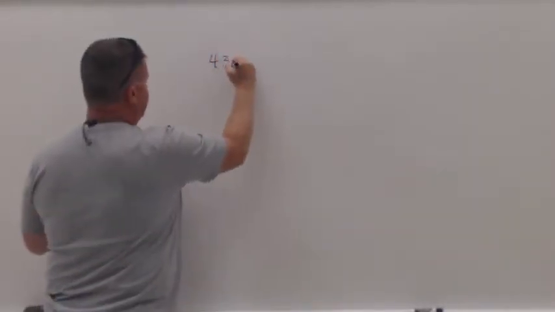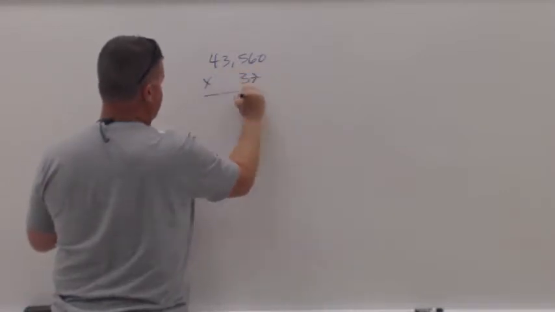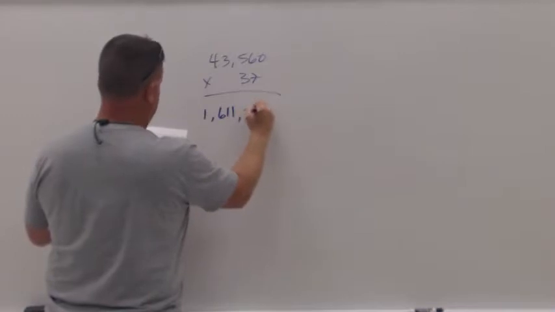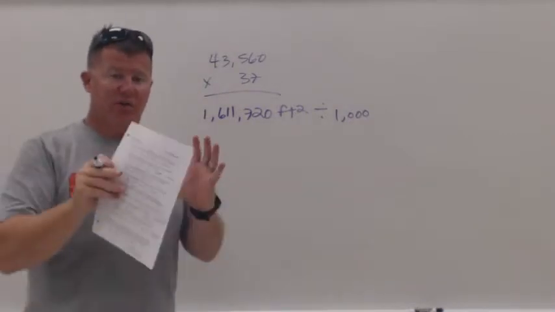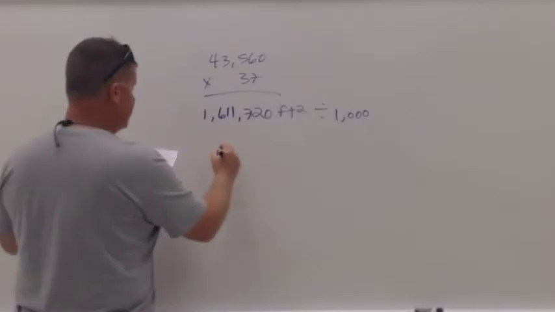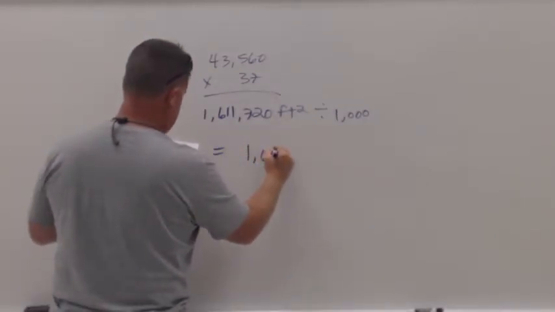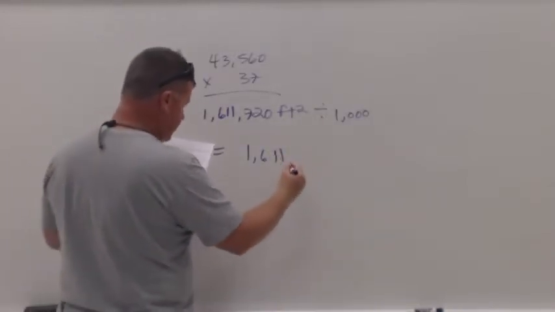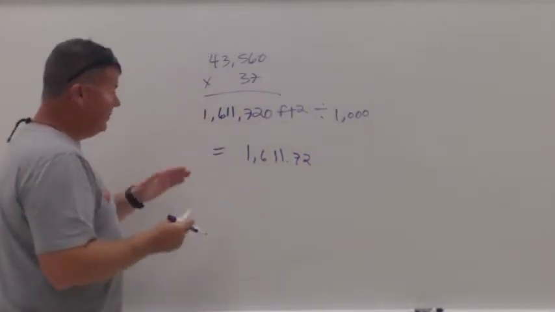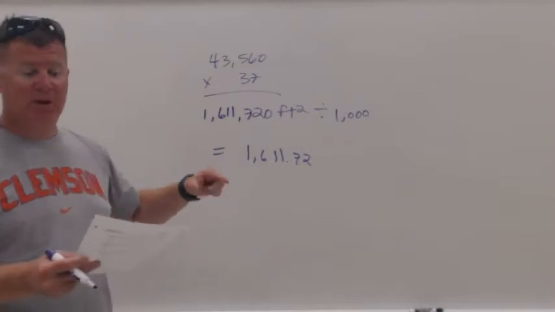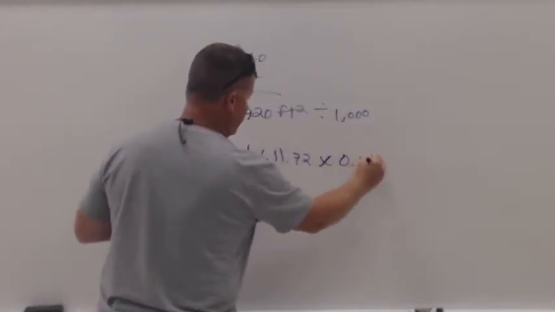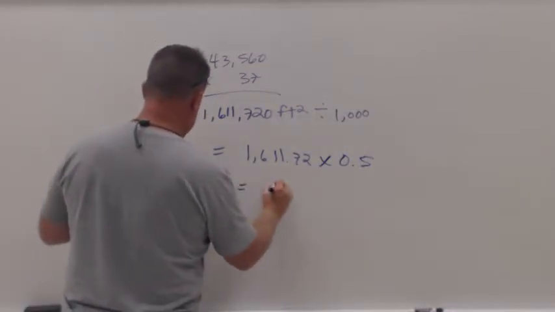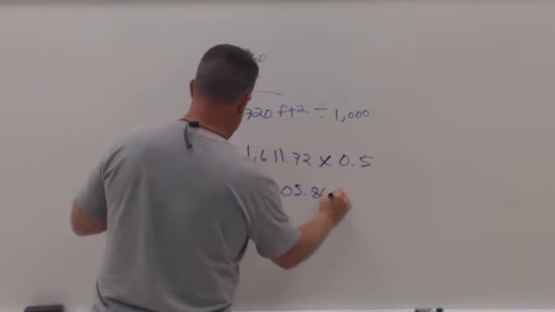Well, we know that 43,560 times the 37 acres is going to give us 1,611,720 square feet. It's a big piece of property. Well, again, I'm going to divide that by 1,000 because I like using 1,000 square foot blocks for my property. This is going to give us 1,611.72 square foot blocks. And we know that our sprayer is calibrated to deliver what? 0.5 per 1,000 square feet. So we're going to multiply this times 0.5, which is given to us. And that's going to give us 805.86 gallons.